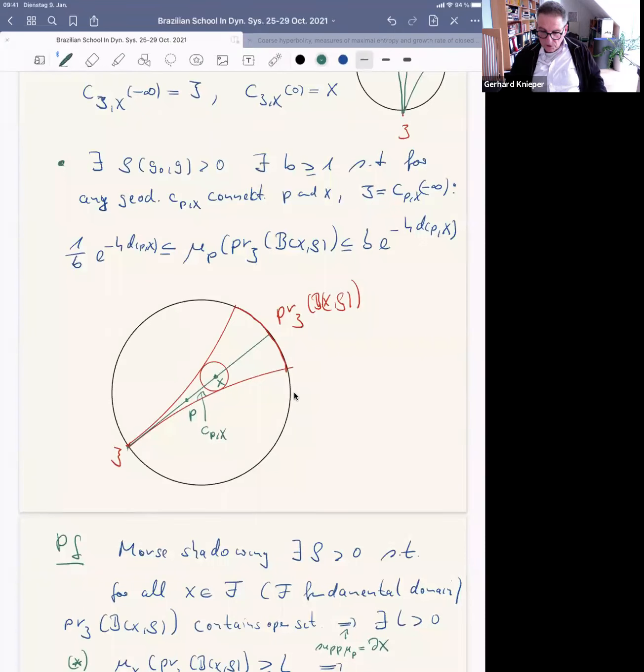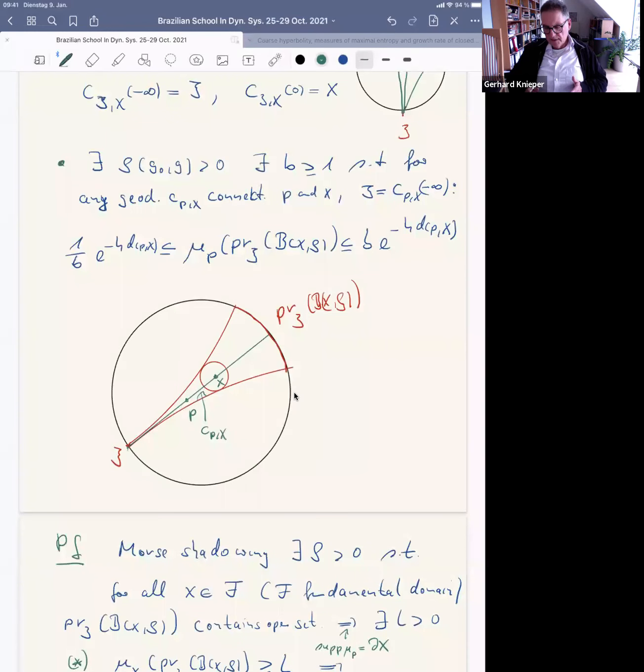If you choose this ball sufficiently big, then you have the following estimate of the measure. P is a point on the geodesic between psi and x. If you move your point P on this geodesic further away from this point x, the measure becomes smaller and smaller in a uniform way. It is basically proportional to e to the minus h times the distance of p to this point x, which is the center of the ball which you project. So if the point p moves towards psi, the measure becomes exponentially small. And this is more or less clear.